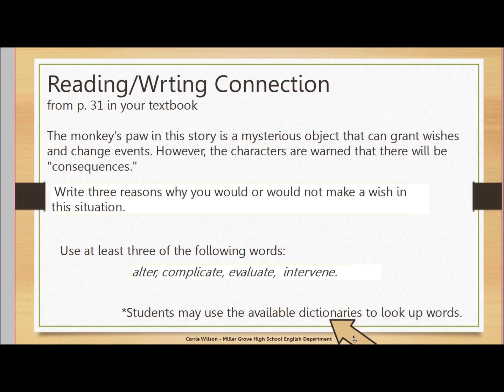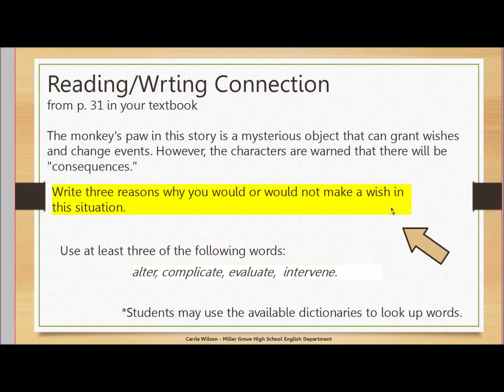Use at least 3 of the following words: alter, complicate, evaluate, and intervene. You may use the available dictionaries to look up words. Make sure in your journal response that you write 3 reasons why you would or would not make a wish in this situation. 3 reasons. And make sure you use at least 3 of these words: alter, complicate, evaluate, and intervene.